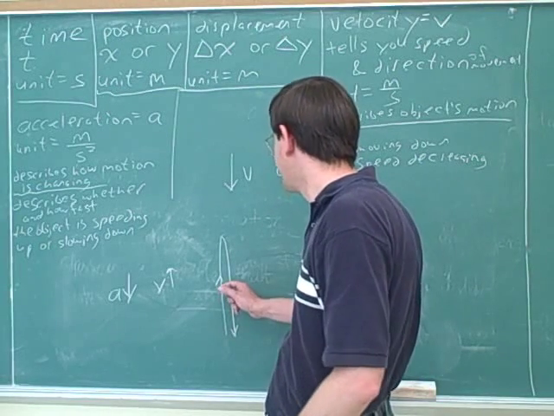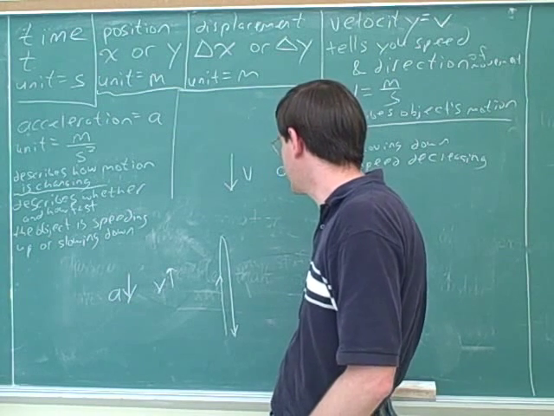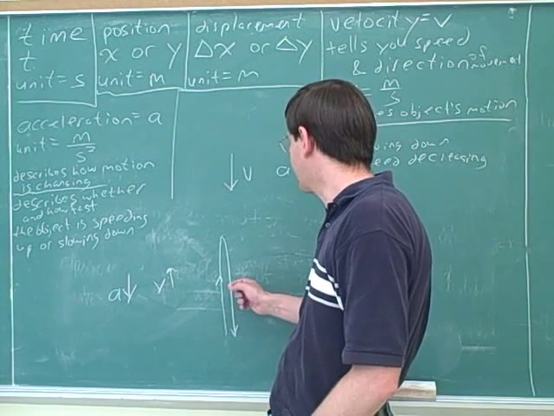What about on the second half of the path? Let's try to figure out the direction of the velocity and the acceleration vectors here. Well, what would be the direction of the velocity vector? Down.